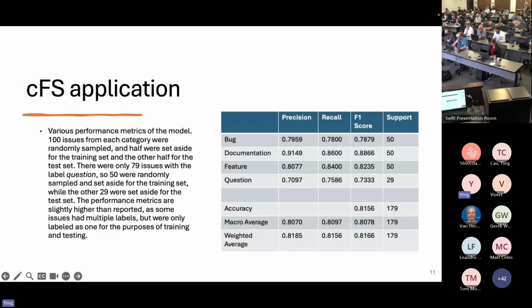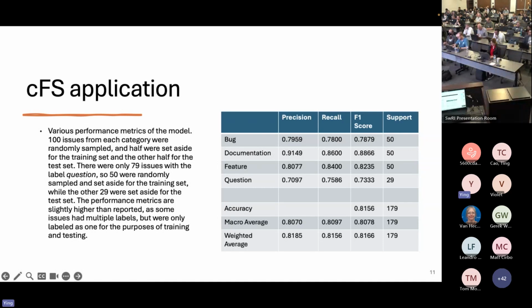We adopted his model and approach and applied it to the open source CFS issue reports available through GitHub. This chart shows the performance result. We randomly sampled 100 issues from each category: 50 set aside for the training set, and the other 50 for the test set. For the question category, we don't have many samples, so we only tested on 29 cases. Overall, accuracy is around 81%.